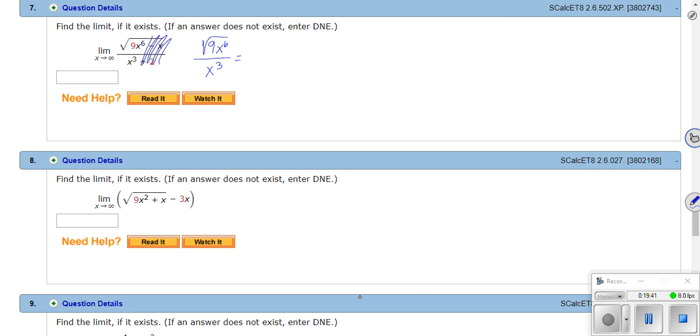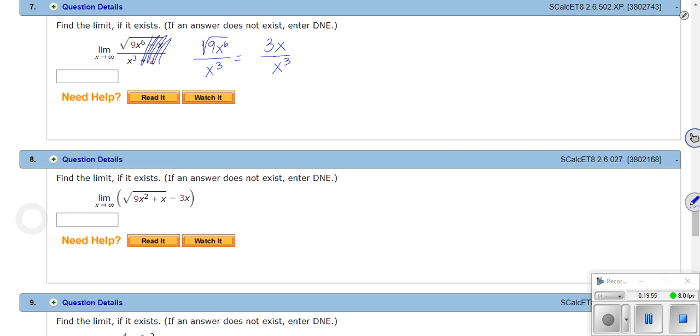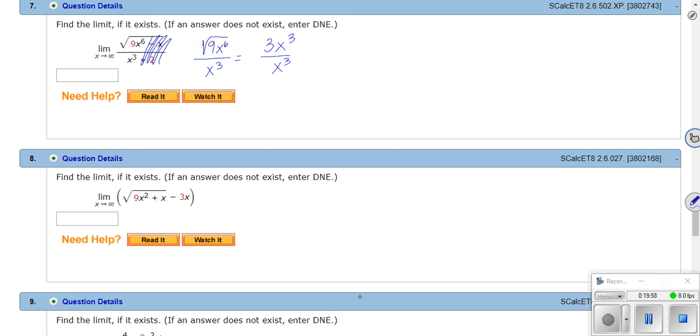Well, if I take the square root of 9x to the 6th, that is 3x cubed. Would you all agree to that? Sorry, x cubed, I apologize. So 3x cubed over x cubed, since these are the same degree, all we are concerned with is the leading coefficient. That's 3 over 1, or just 3. That's my limit. There's a whole bunch of other steps to keep it proper, but that's the quick and dirty way.